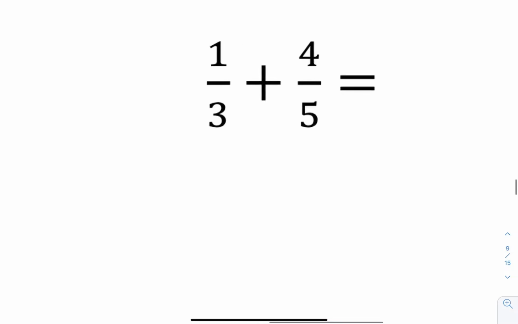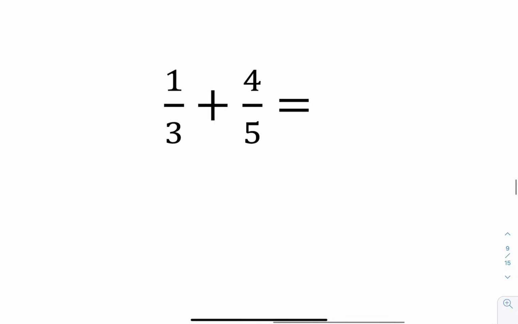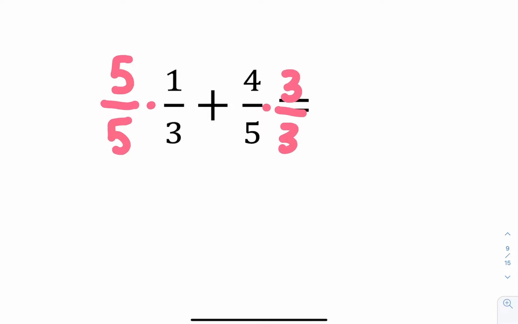Instead, if I have something like 1/3 plus 4/5, 3 and 5 don't have any numbers in common with each other, so I just multiply by one another. So the fraction with the 3 in the denominator gets multiplied by 5, and the fraction with the 5 in the denominator gets multiplied by 3. Now I can't just multiply the denominators, I have to also multiply the numerators. So remember, I have to multiply by something equal to 1. So I multiply by 5 over 5, which is really like a 1, or I multiply by 3 over 3.